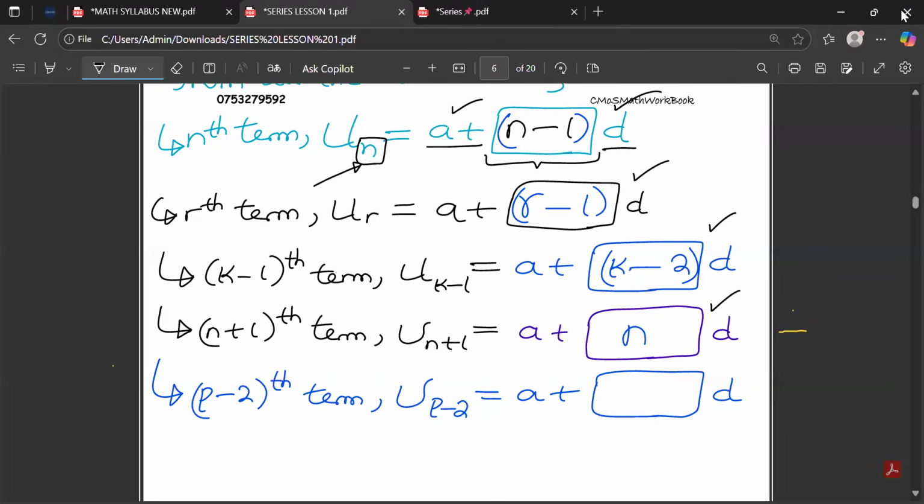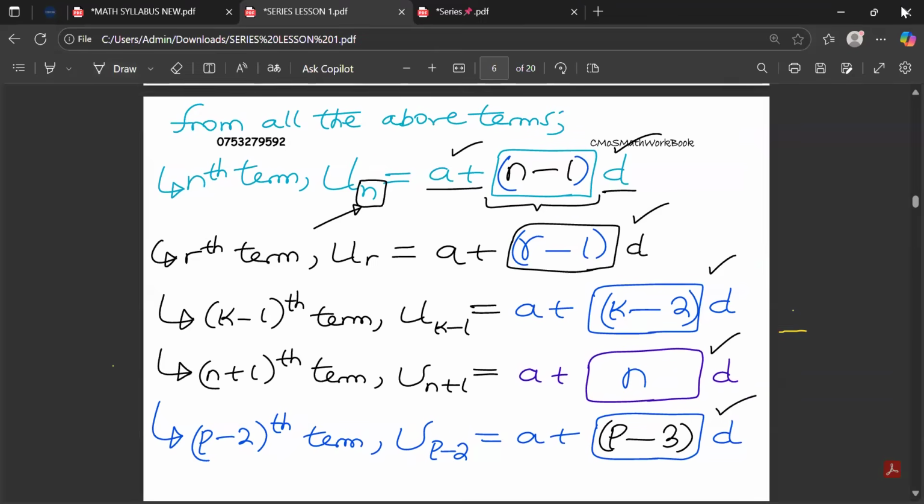Then the last one. People tell me p minus 2, p minus 3, because we expect it to be 1 less. So this one will be p minus 3. Of course, not forgetting the brackets.